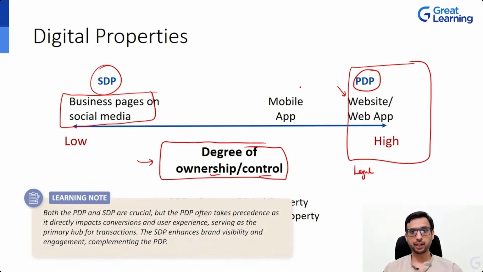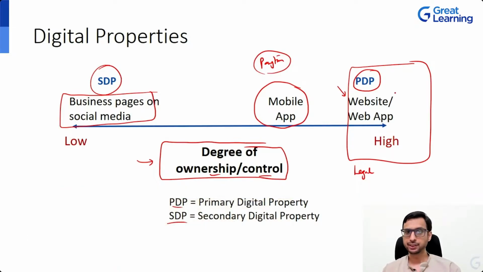Now, if you look at mobile app, and when I say mobile app, think about the brand Paytm, whose main transactions happen on the app itself. And I have neither placed them on high control, nor have I placed them at a low control and chosen to place them somewhere in the middle. Now, why is this so?